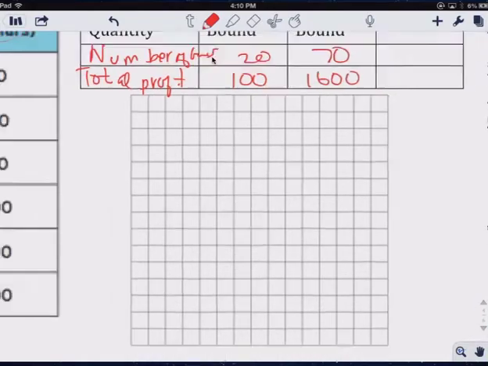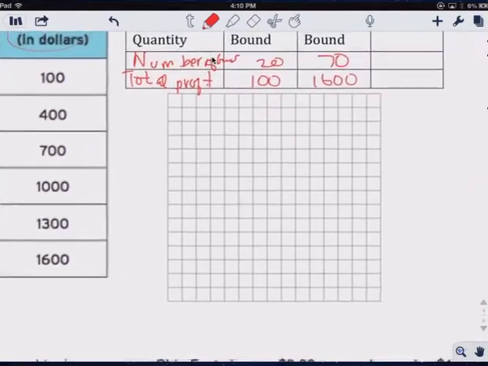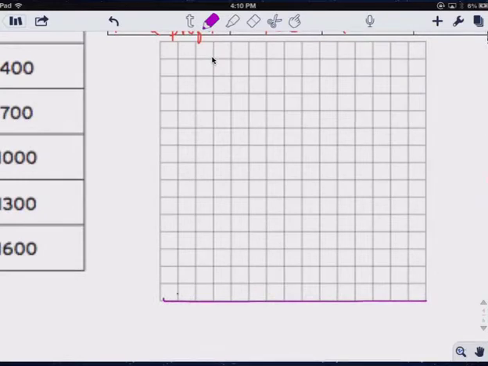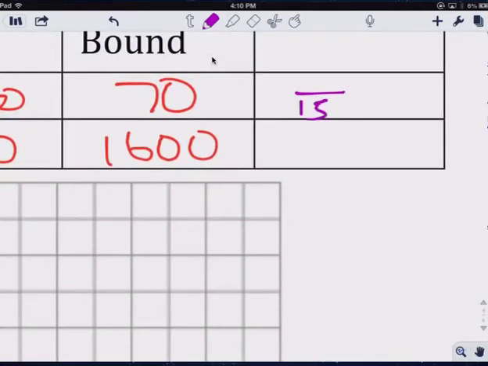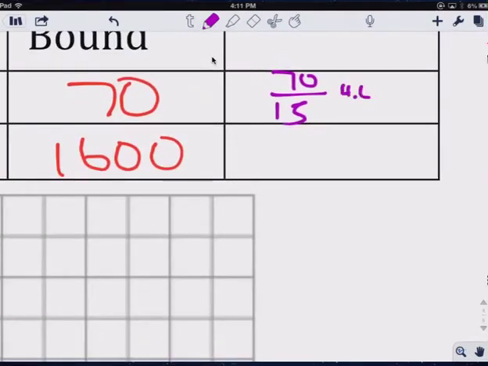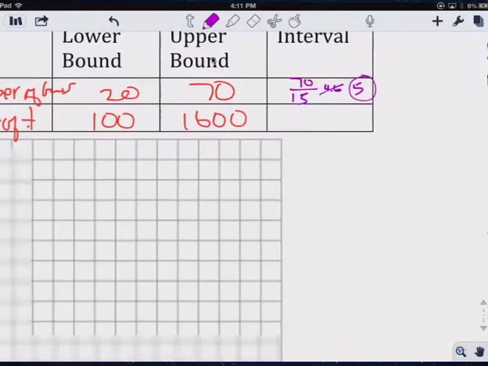What you do is you count how many boxes are right here on the horizontal. There's 1, 2, 3, 4, 5, 6, 7, 8, 9, 10, 11, 12, 13, 14, 15. There's 15. So you take 15, you divide that by 70. 70 divided by 15, you get 4.6. That is close to 5. So we're going to count by 5, the interval of 5.